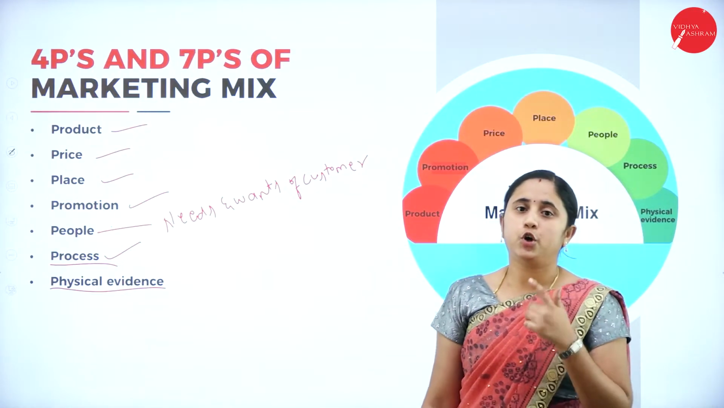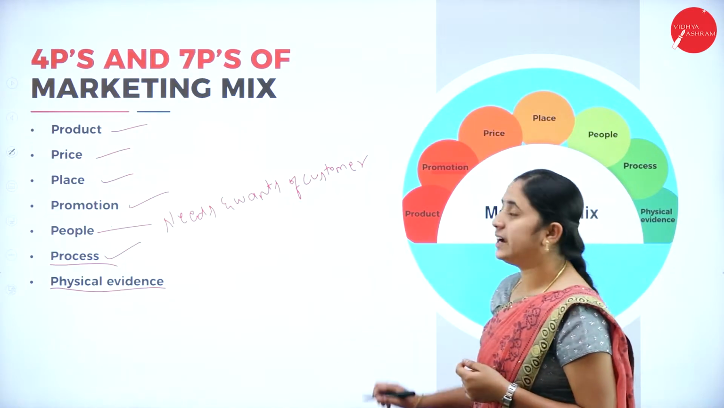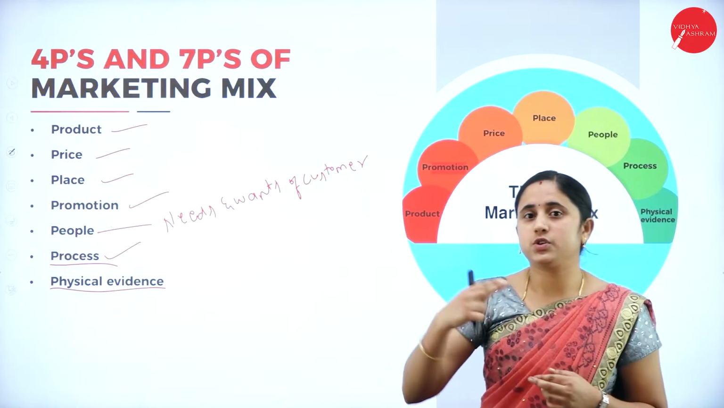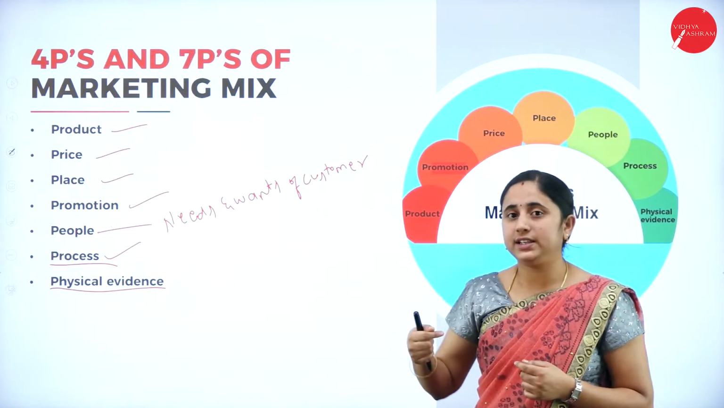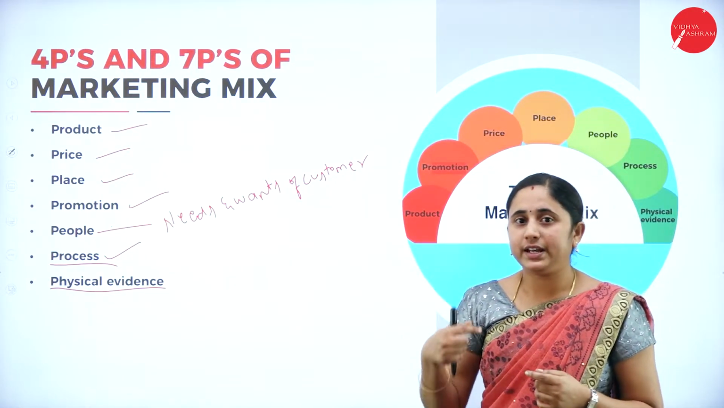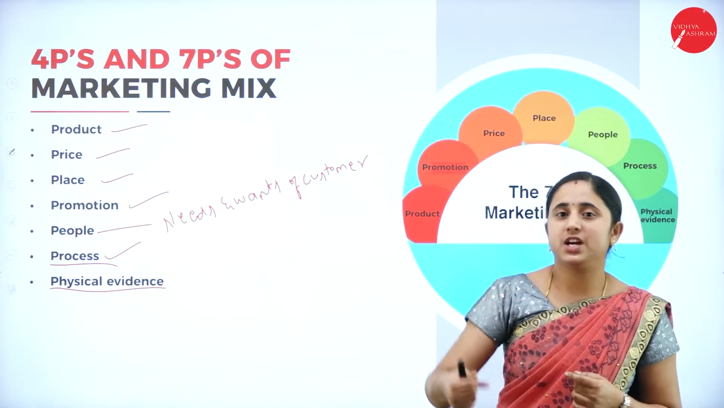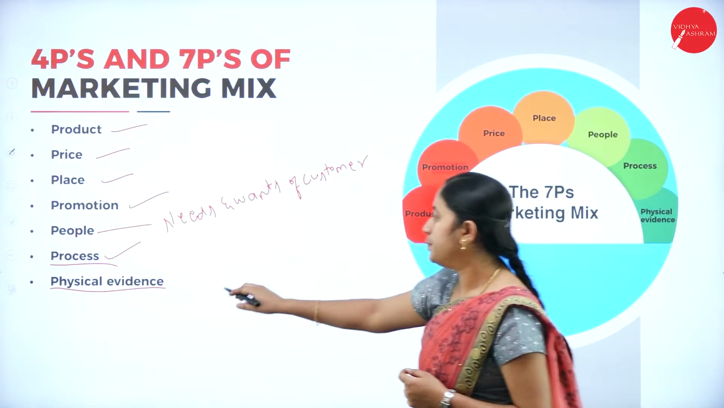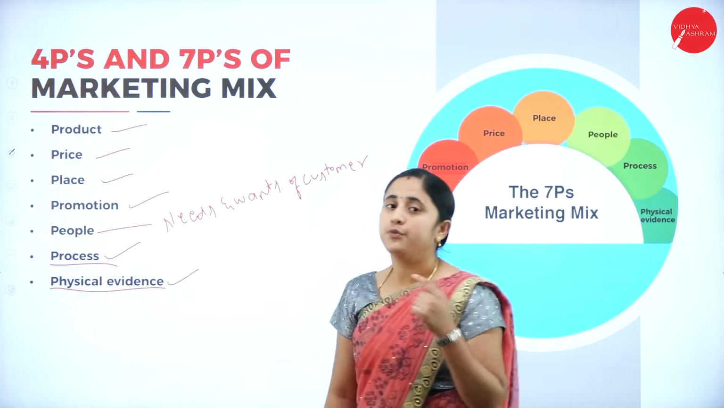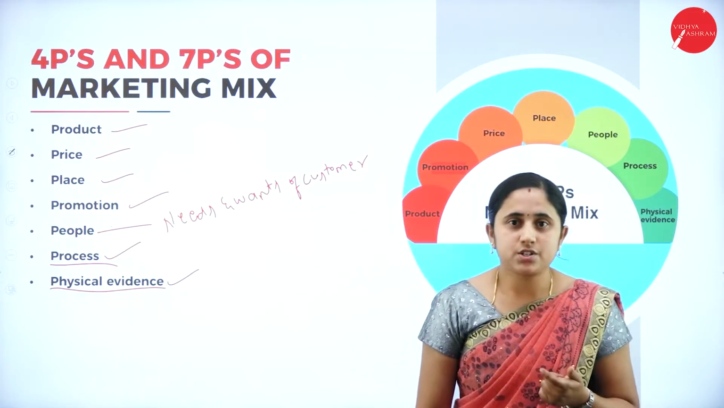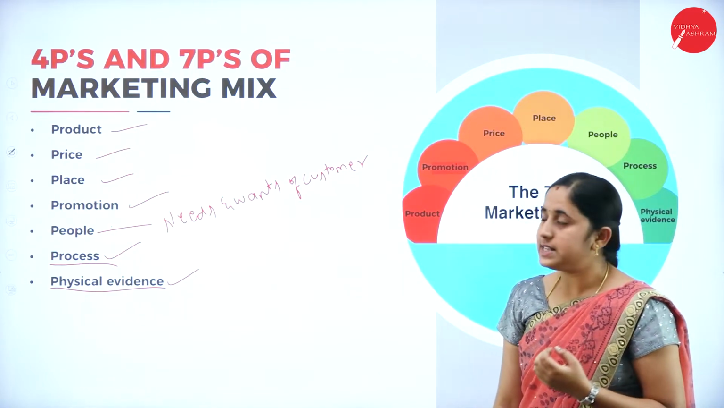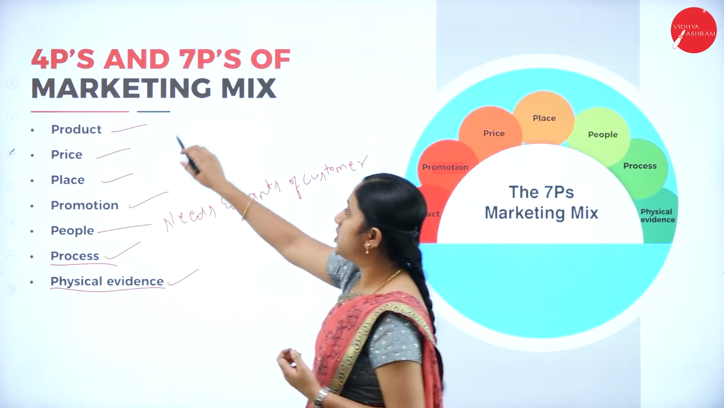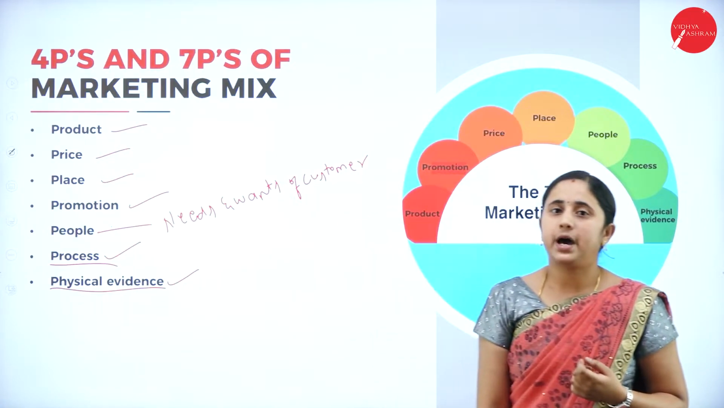For example, if you're going to a salon for hair cutting, the haircut is a service. You cannot see that service, but you can feel the service. By that feeling, he can judge the service. So it should be physical evidence for the customer to judge or to know the quality of your product or services. So these are all the 7 P's of the marketing mix.